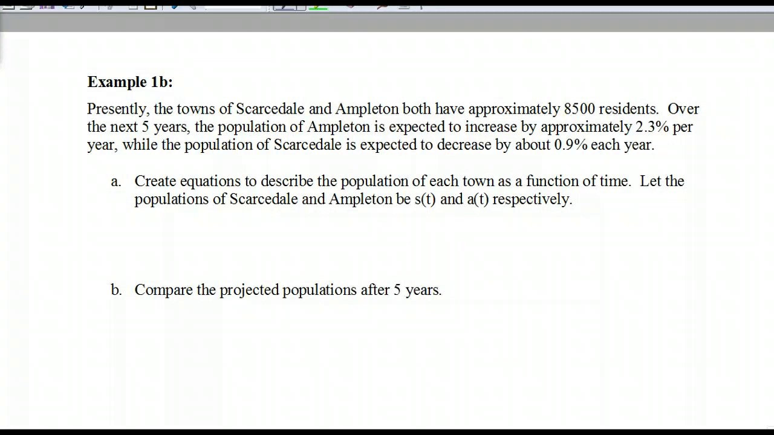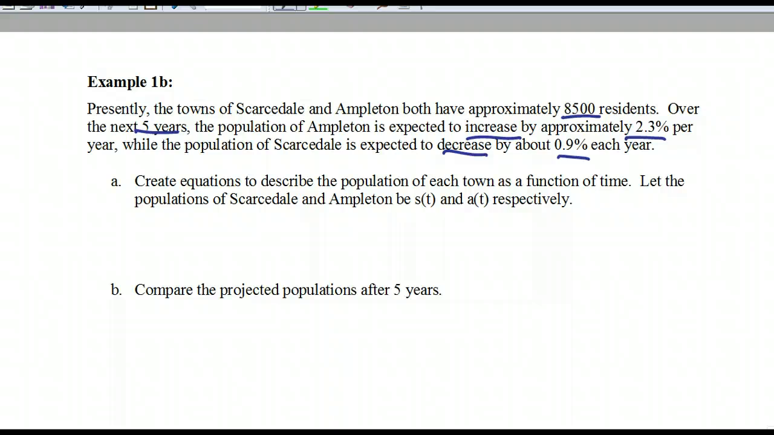Okay, so now here's another example. Presently, the towns of Scarsdale and Ampleton both have approximately 8,500 residents. Over the next 5 years, the population of Ampleton is expected to increase by 2.3%, while Scarsdale is going to decrease by 0.9% each year. Create equations to describe the population of each town as a function of time, and let the populations of Scarsdale and Ampleton be S of t and A of t respectively.